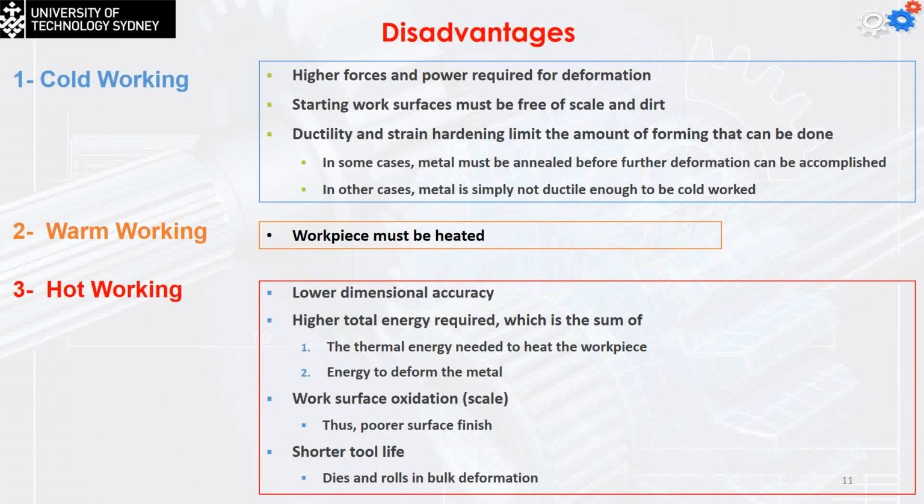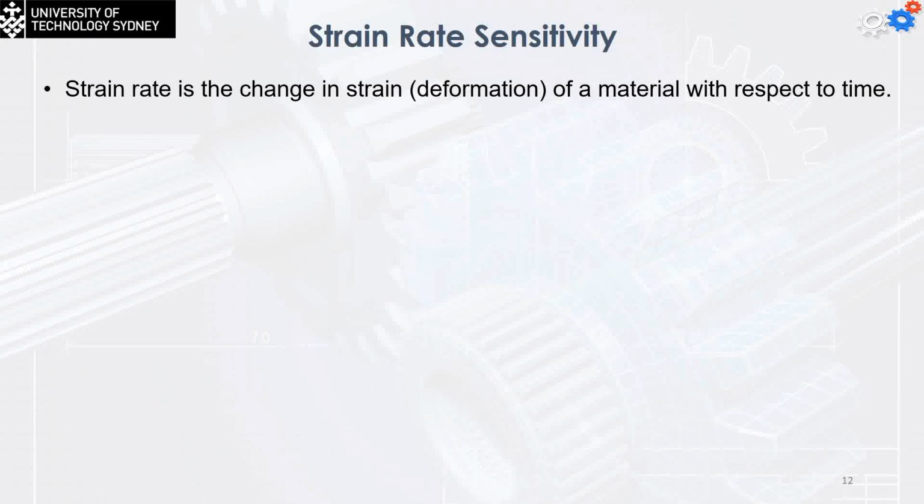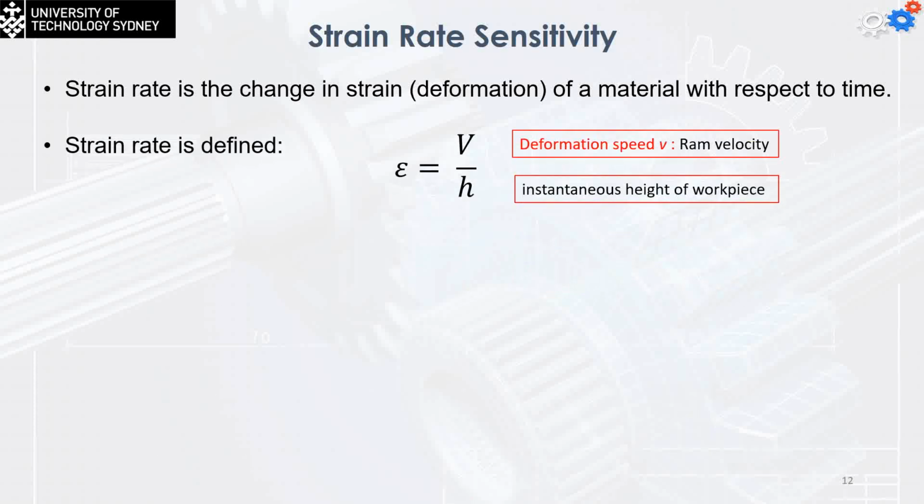Now for the strain rate sensitivity test. Strain rate is the change in the strain of the material with respect to time. The strain rate is defined by the equation: strain rate is equal to the velocity, the speed of the deformation, divided by the instantaneous height of the part. Now, just consider that we are working in a compression test. The sample has a certain height. The velocity of compressing this part divided by the instantaneous height of it will give you the strain rate value.